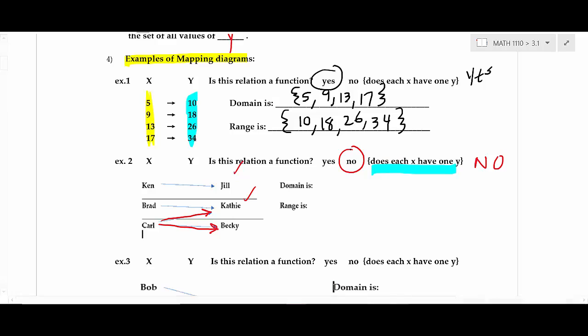All right, everybody with me there? Now really, on this one, usually we don't even do the domain and range unless it's a function. If something's a function, then we usually go ahead and write down what the domain and range are. So that's not a function because of old Carl. All right, everybody with me?